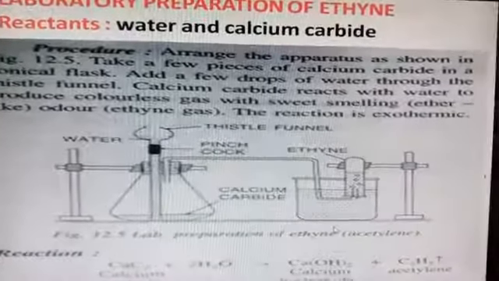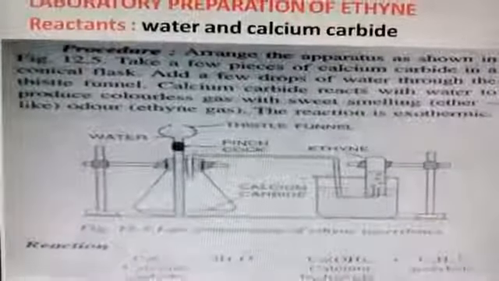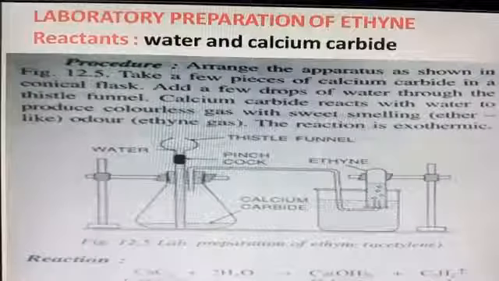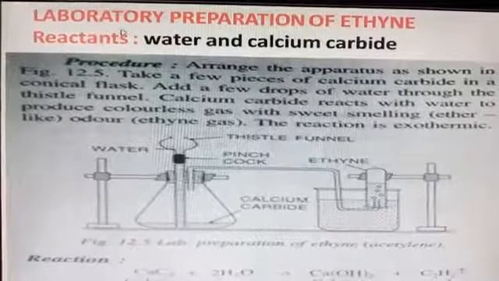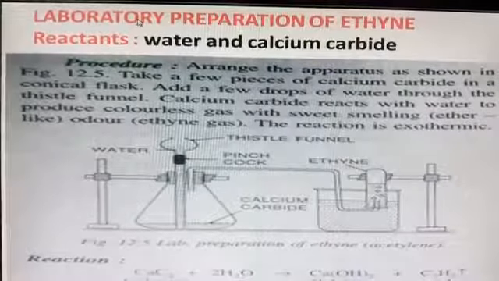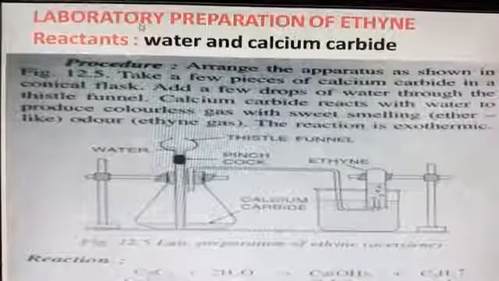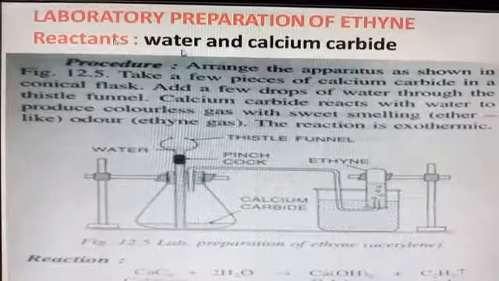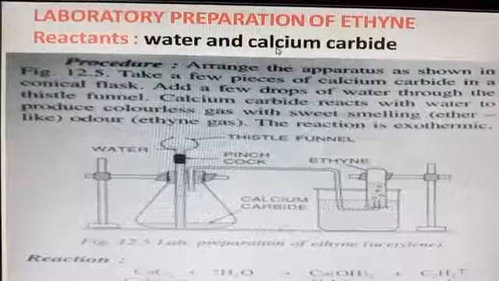Then, lab preparation of ethine. So how do we prepare ethine in the laboratory? What are the reactants we use? The reactants we use are water and calcium carbide.